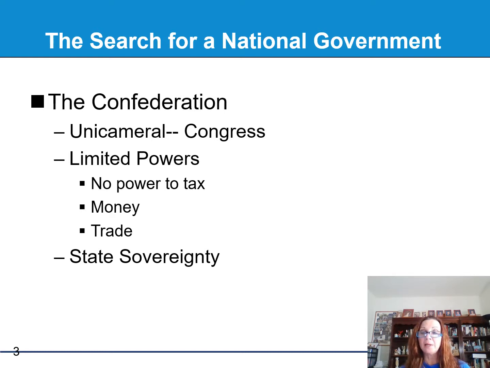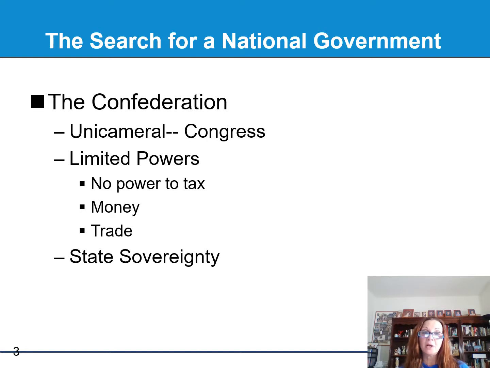So Rhode Island, which was one of the smallest states, will have the exact same representation as Virginia and New York, which were the two largest states. Also, under this unicameral system, if one state objected to a law, if you got one no vote, the laws would not be passed. We see that this confederation system also greatly limited the powers of Congress.